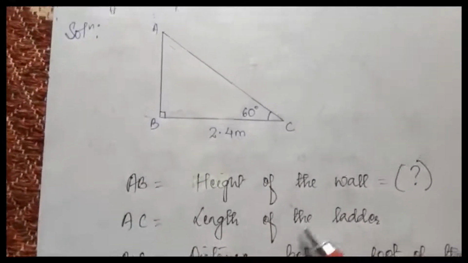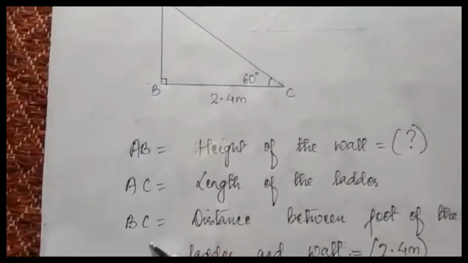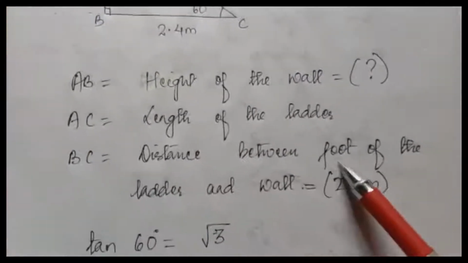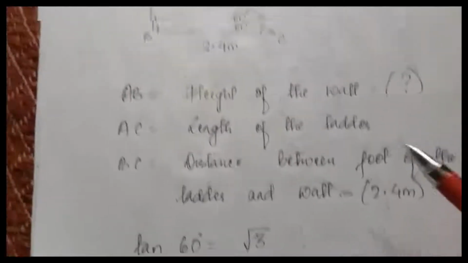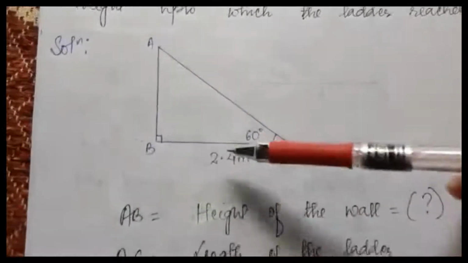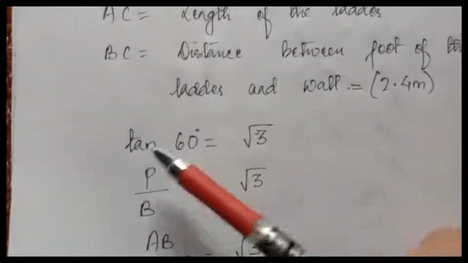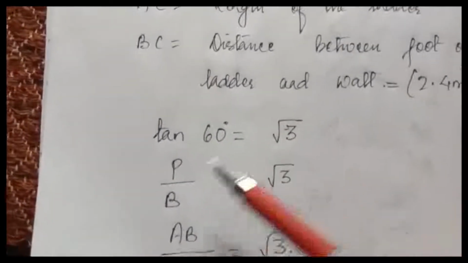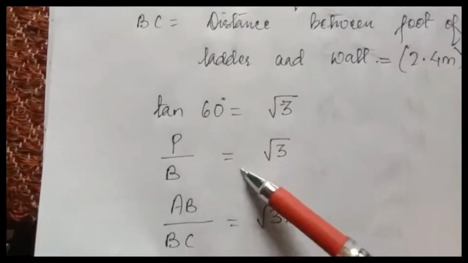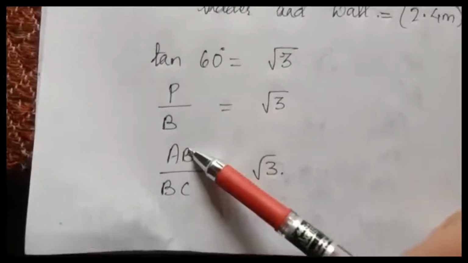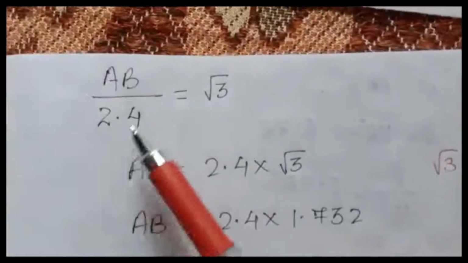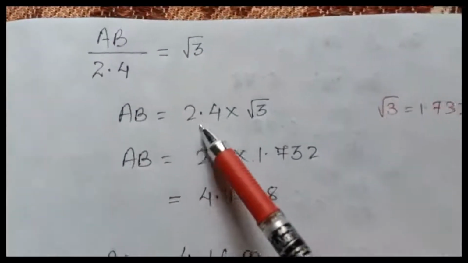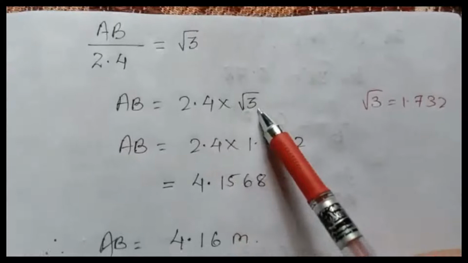AB is the height of the wall, AC is the length of the ladder, and BC is the distance between the foot of the ladder and the wall, which is given as 2.4 meter. Again perpendicular and base, so you have to use tan. Tan 60 is root 3, so perpendicular AB by base BC is equal to root 3. The value of BC is 2.4. Now cross multiplication, AB is 2.4 into root 3.